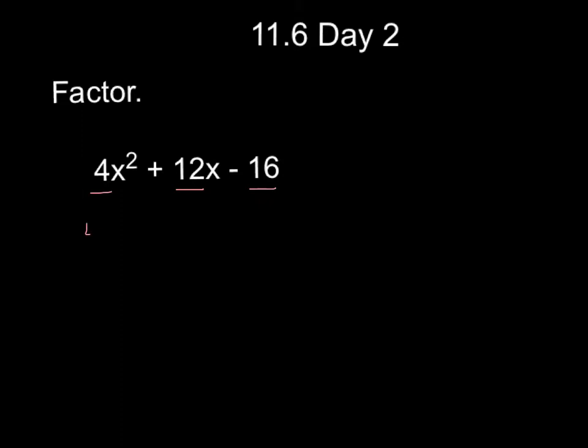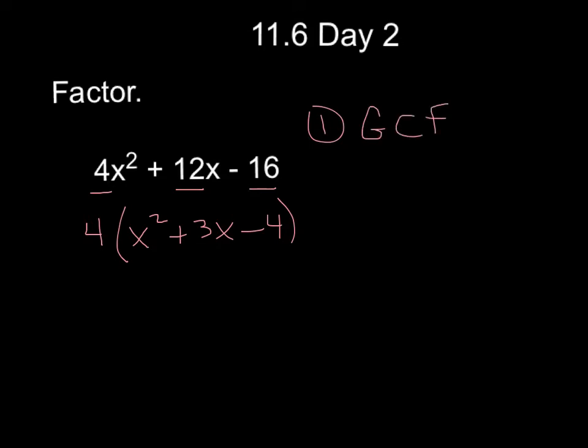So I can take out a common factor of 4 as a GCF, and that will leave behind an x squared plus 3x minus 4. Okay? So number 1 is always going to be, look for GCF. Second step is, can the remaining expression be factored?